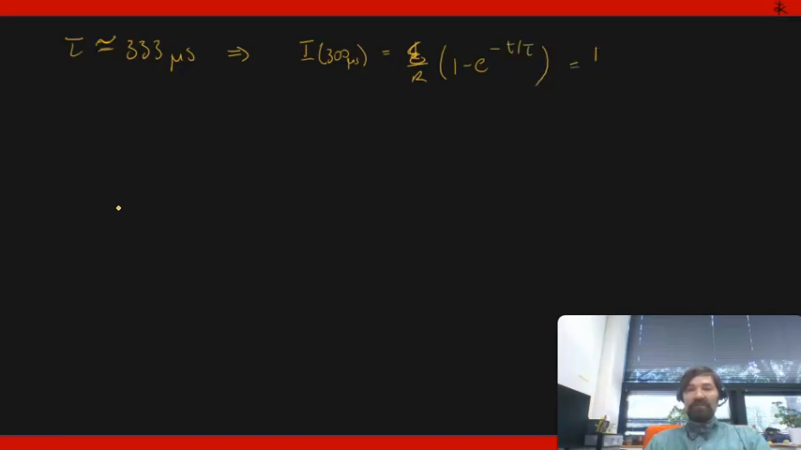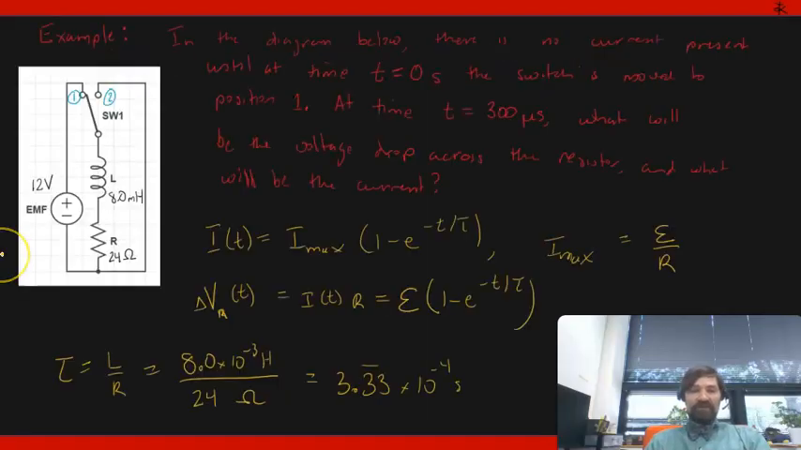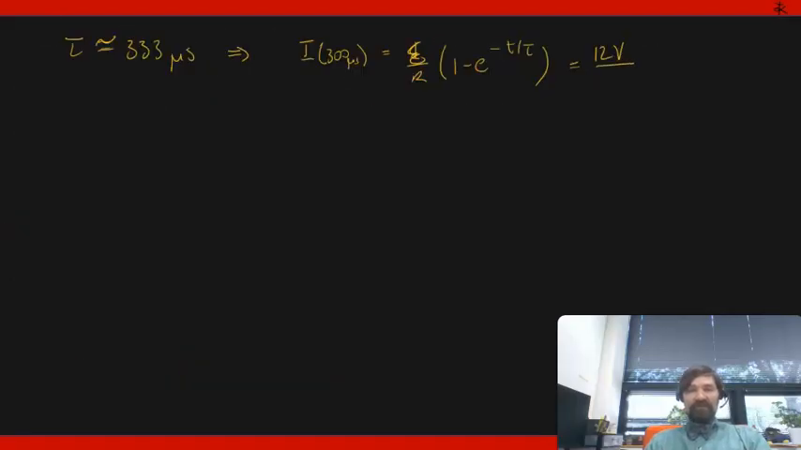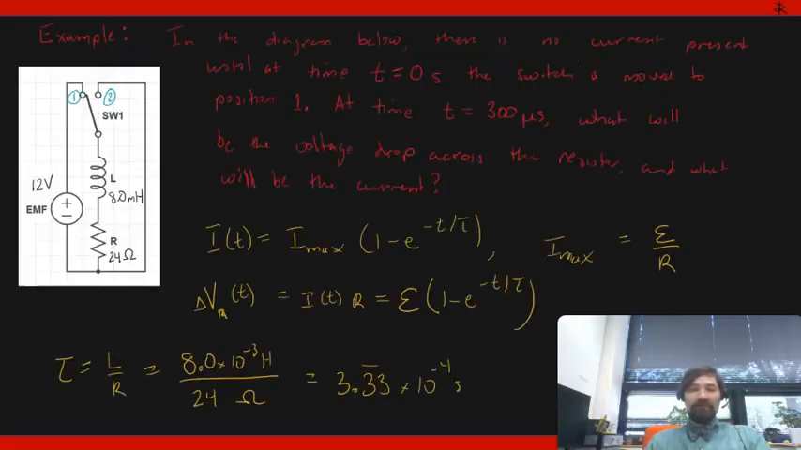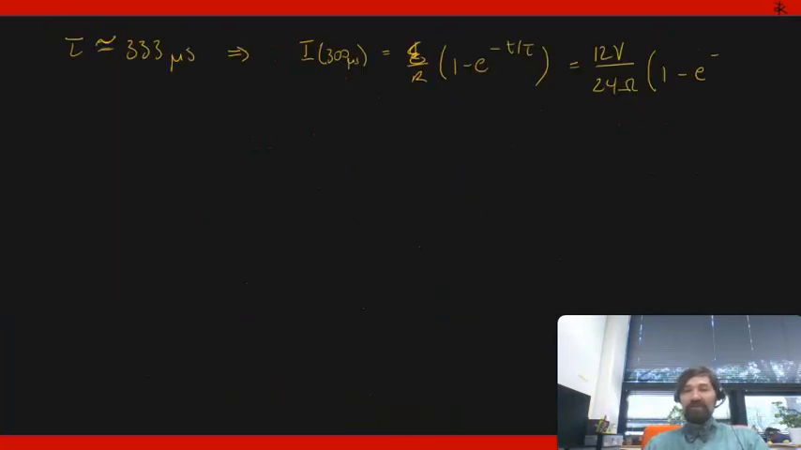EMF over R times 1 minus e to the negative t over tau. That becomes 12 volts, because our EMF was 12 volts, divided by 24 ohms times 1 minus e to the negative, and then time was given as 300 microseconds. This right here is 333 microseconds. The reason why I'm putting it in microseconds is because if I have microseconds over microseconds, then the units cancel. So that's kind of the right units. So we have 300 microseconds over 333 microseconds.